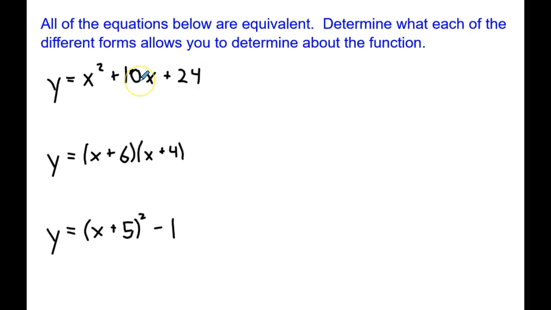Well, if we're in standard form, we can quickly identify the y-intercept of the graph, where we cross the y-axis, because if we plug 0 in for x, which by definition is where the y-intercept occurs, these first two terms are going to be gone, and we're just going to be left with 24. So in the first function in standard form, we can quickly identify the y-intercept, and that's going to occur at the ordered pair 0, 24.